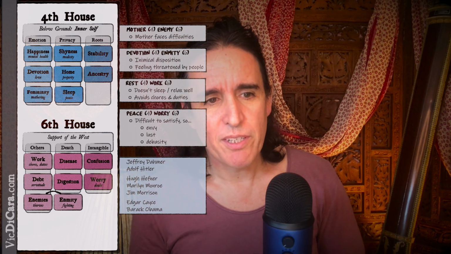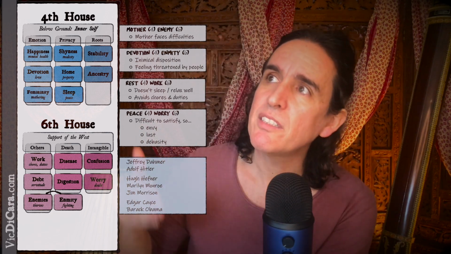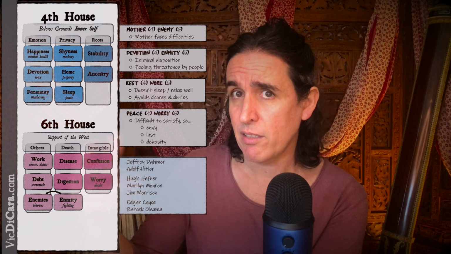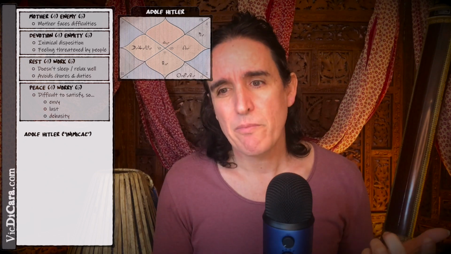So let's finish up the video by looking at three of these charts in detail so that you can see how to interpret something like a fourth and sixth house connection in the context of a whole chart. Let's first of all look at Adolf Hitler, because he seems kind of like a poster child of all these problems. His mother faced difficulties. That was the thing that pushed him over the edge. He's very inimical, right? Very treating people as enemies. Doesn't sleep well, doesn't relax, etc. And very difficult to satisfy. So he does seem like the poster child of all the bad stuff that's possible from the connection of the fourth and the sixth house. Why is that?